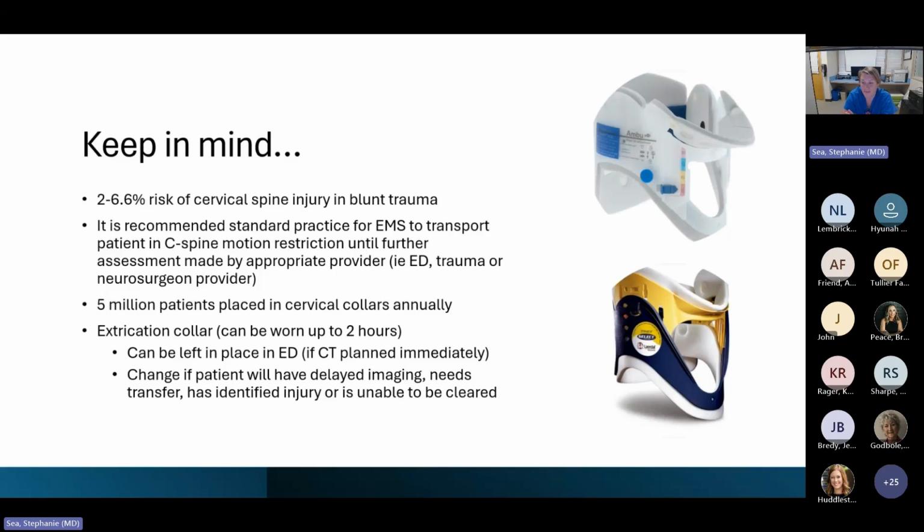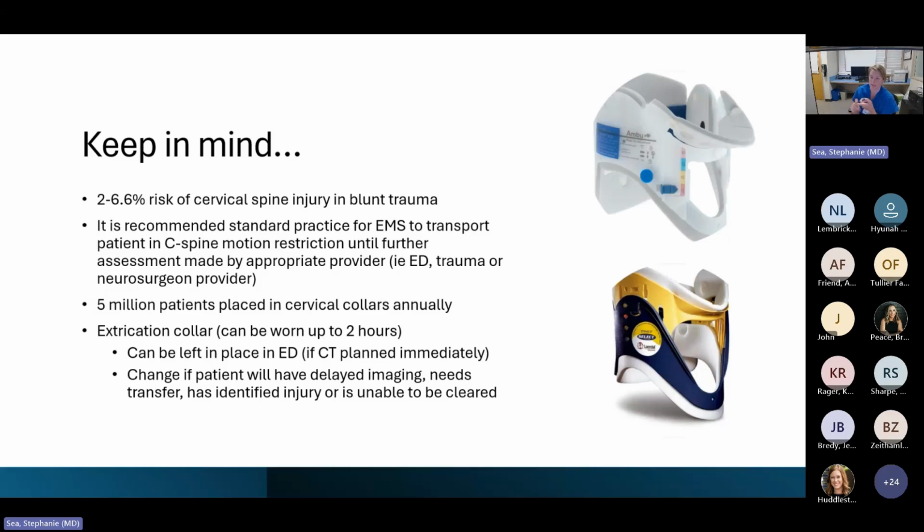What this leads to is 5 million patients being placed in cervical collars annually. So we should probably all own stock in these extrication collars. And keep in mind, again, these can be worn for up to 2 hours. So you will see us, and it's actually within our policy here, that we will leave these in place, especially if we think that, more likely than not, after the imaging is done, we're going to be able to clear these. So do not waste and put on a nice Aspen collar. We'll quickly get these off.